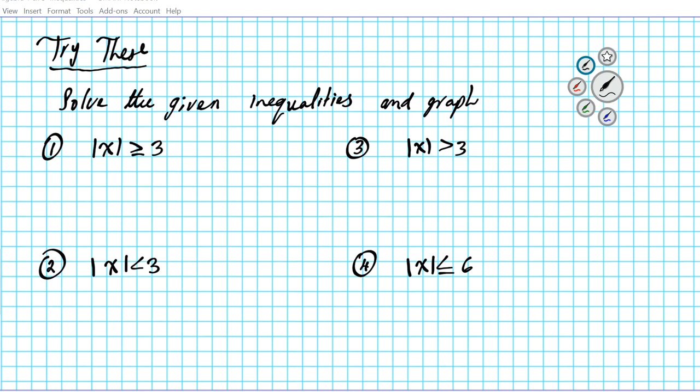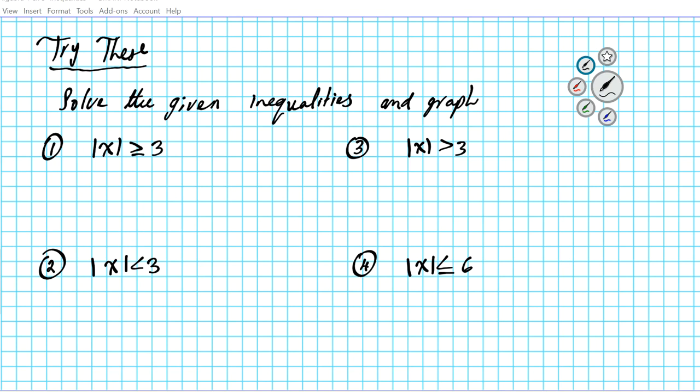All right, it's your turn to do some practice problems. We have 4 practice problems we would like you to try out. So go ahead and pause this video presentation at this time. Try out these problems. You're to solve the given inequalities and graph. When you're done, go ahead and click on the play button and we'll reveal what the answers are.